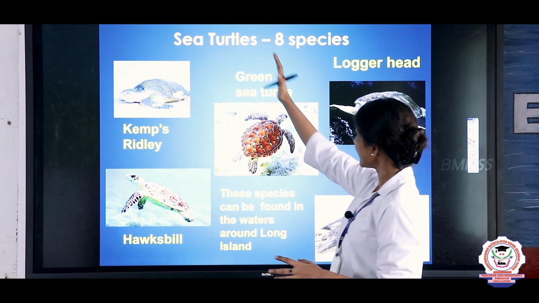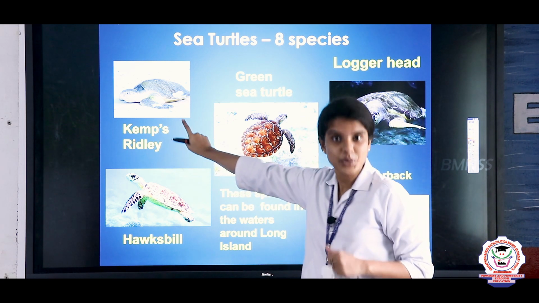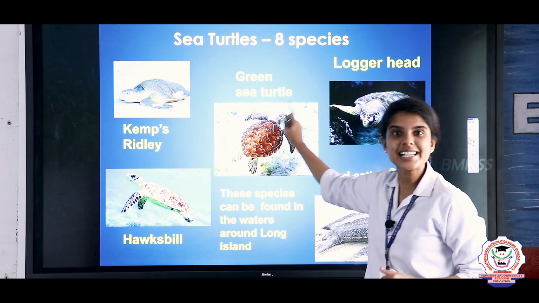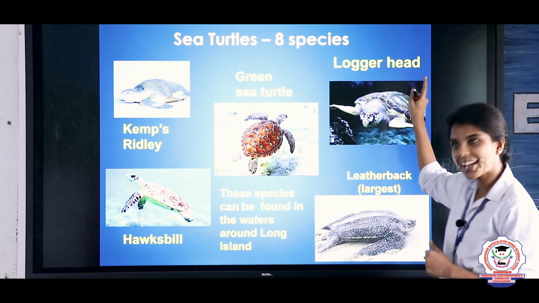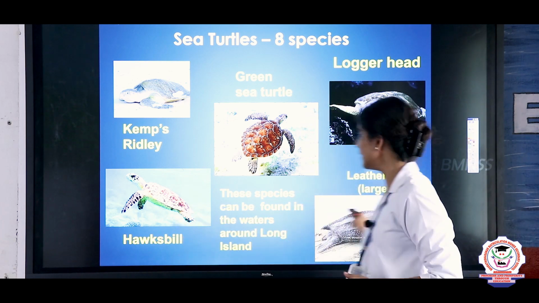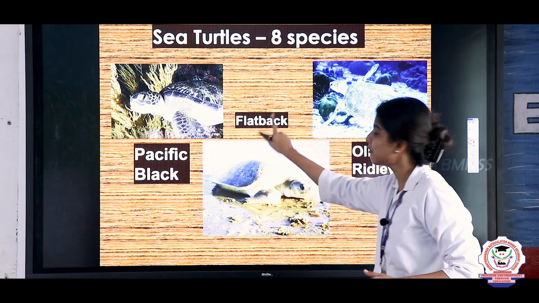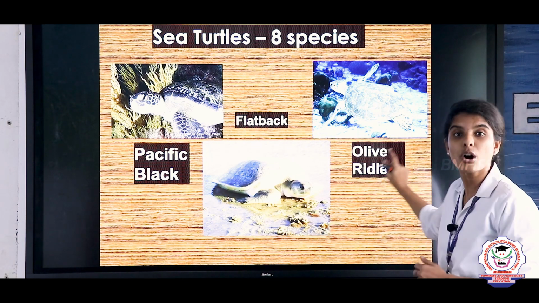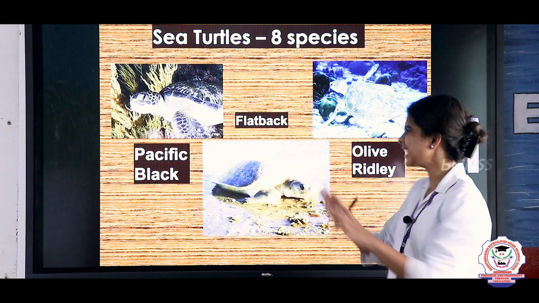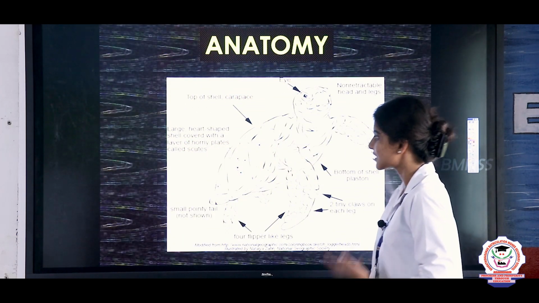So what are the 8 species of sea turtle? Kemp's Ridley, green sea turtle, loggerhead, leatherback, hawksbill, and then Pacific black, flatback, and olive ridley. So these are the 8 species of sea turtle.